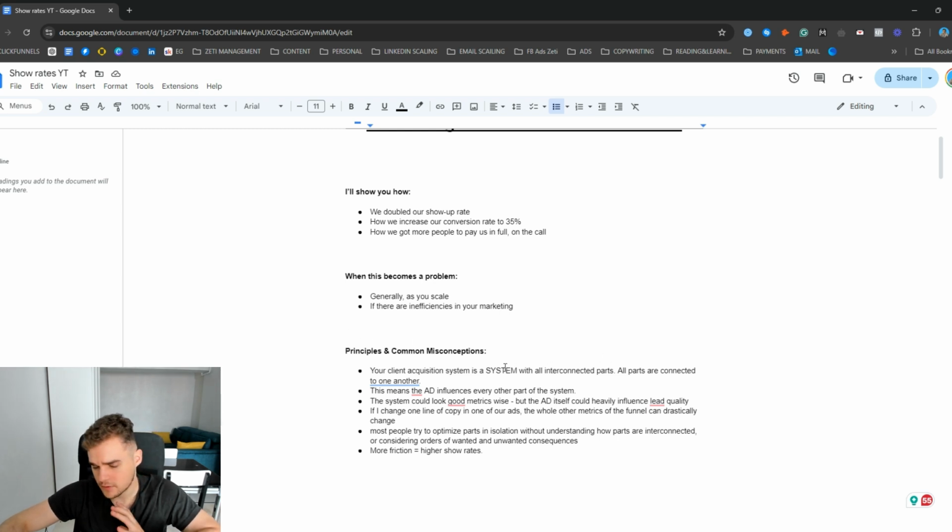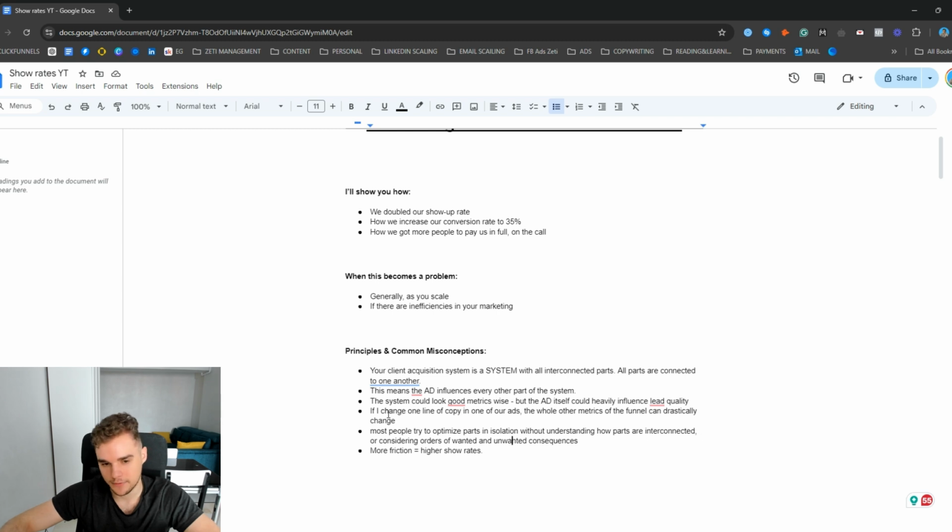First of all, your client acquisition system is a system with all interconnected parts. Okay, so all parts are connected together and are affecting other parts of the funnel. What this means is that if, for example, you change one line in the ad, this can influence every other part of the system. So it's pretty important. You have to look at the system as a whole and as interconnected. That means the system can look good otherwise, but if the ad itself is not on point, this can heavily influence the lead quality, the closing rate, and so on.